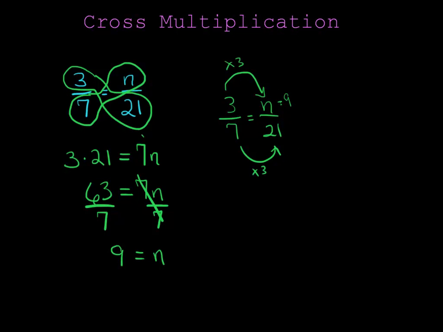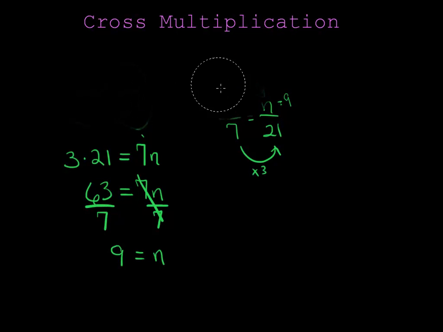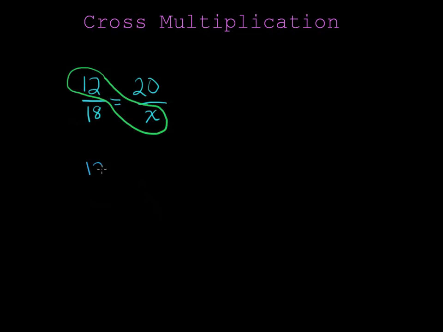Let's try another example with cross multiplication. This time I'll use slightly larger numbers. So let's take 12/18 is equal to 20 over x, and we want to solve for x. So when I cross multiply, let's draw circles to help me remember that I'm going to multiply 12 times x on one side and set that equal to 18 times 20 on the other side.